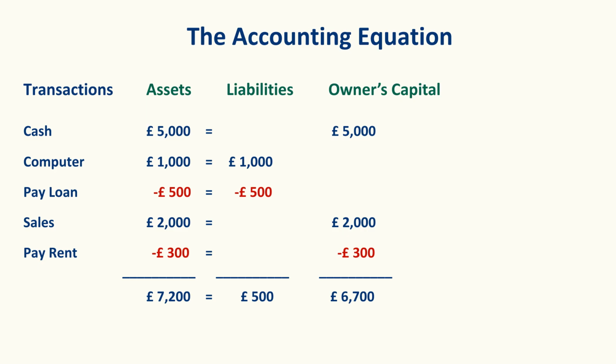So, in every example, something goes up and something else goes down. That's why the accounting equation always stays balanced. Every transaction affects two accounts, but the total always matches. That's the magic of double-entry bookkeeping.